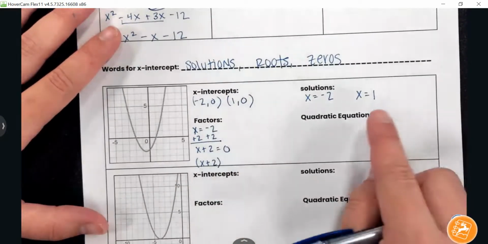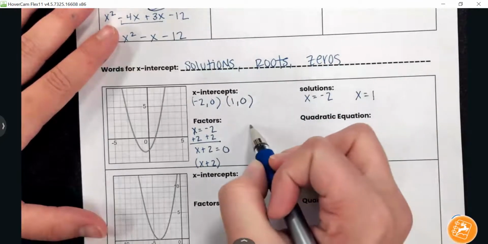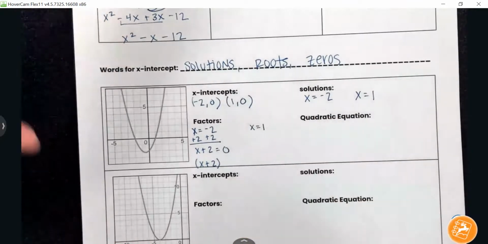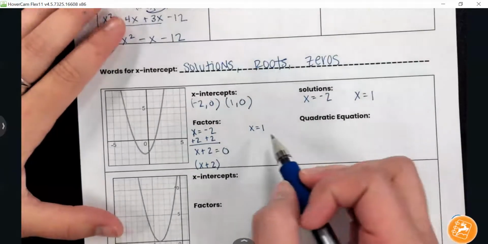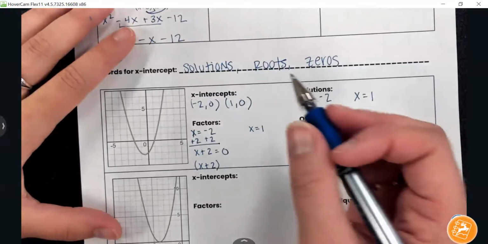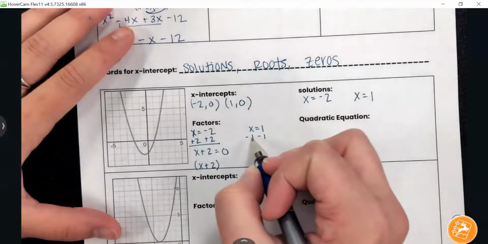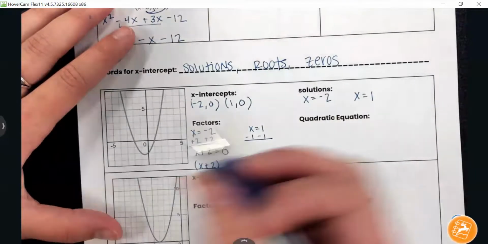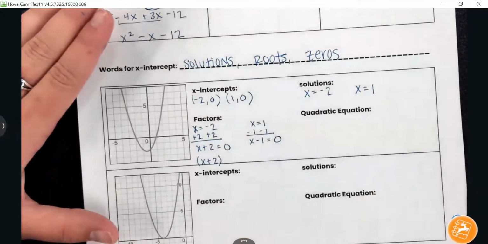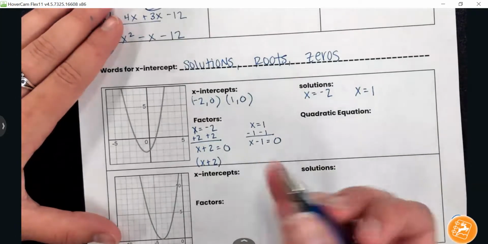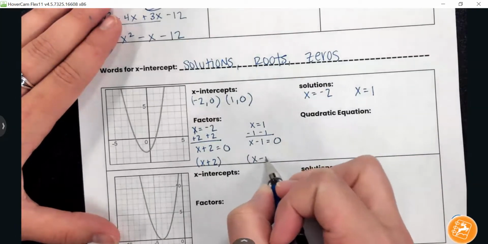So let's go try it again with my second one. X equals 1. I have to move the 1 to the other side to get it to say equals 0. So how do I move a positive 1? Gonna subtract 1 from both sides. So I have x minus 1 equals 0. So what is my second factor? X minus 1.